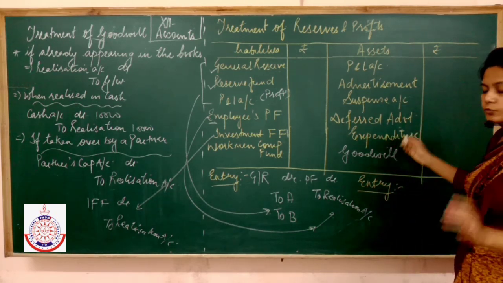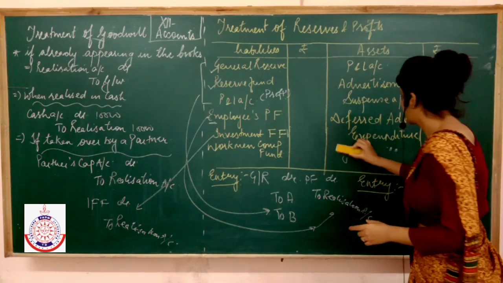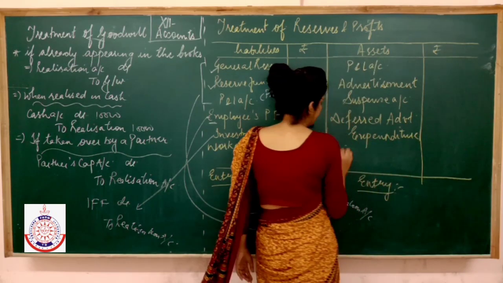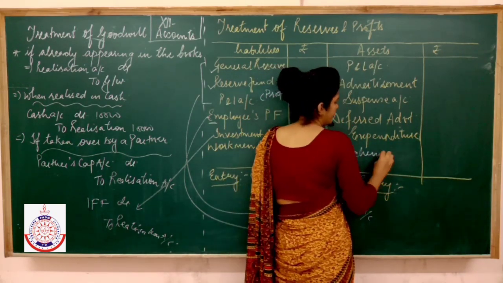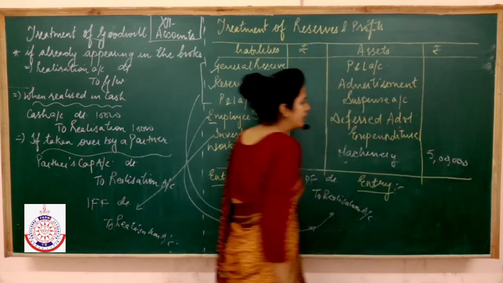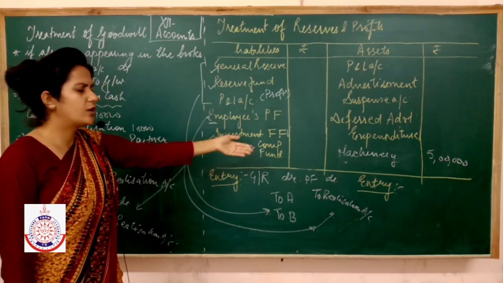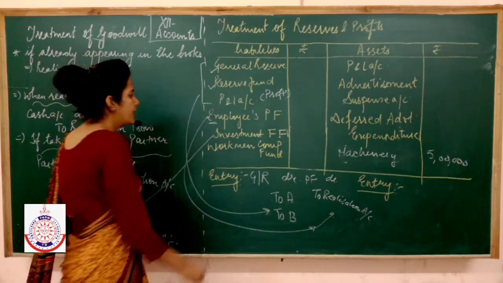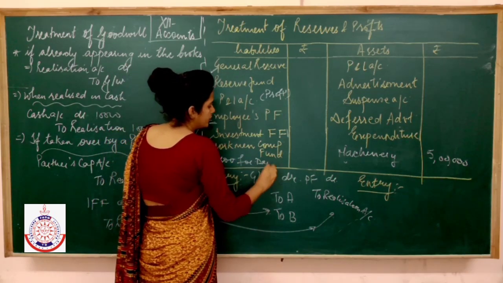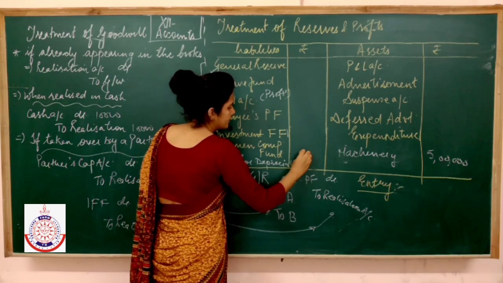Suppose, just assume that in place of goodwill, let me write here. Let's say here is machinery, rupees 5 lakh. You have been using this machinery for about, let's say, 5 years in your company. Fine. And you have maintained an account here, provision for depreciation. Let's say it is 1 lakh.